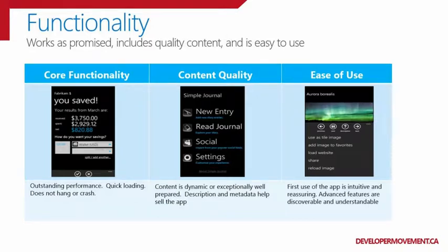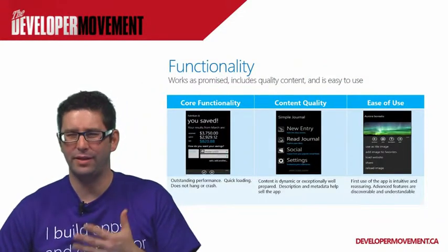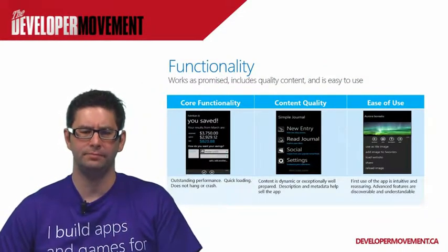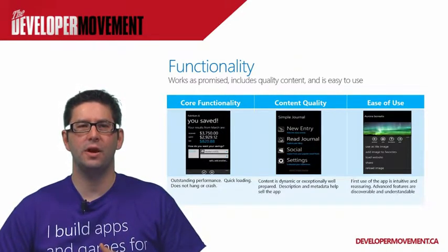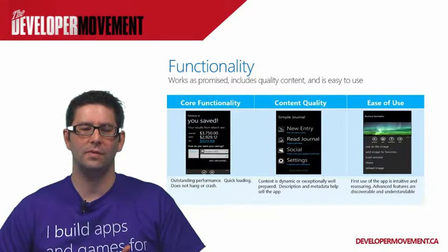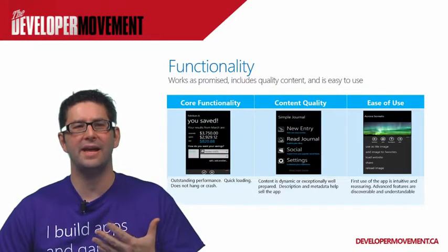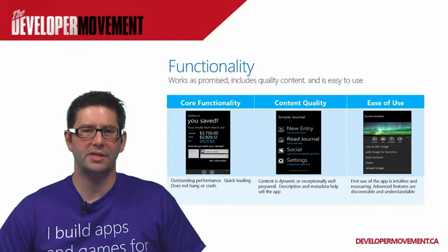And then the third part of functionality is ease of use. The application should not be a quagmire of all these different options that make the user have to think hard about how to use the application. It's very, very difficult to have an application that's too complicated and actually get featured on the Windows Phone Store, because the whole idea behind a smartphone or mobile application is that it should be easy to use.